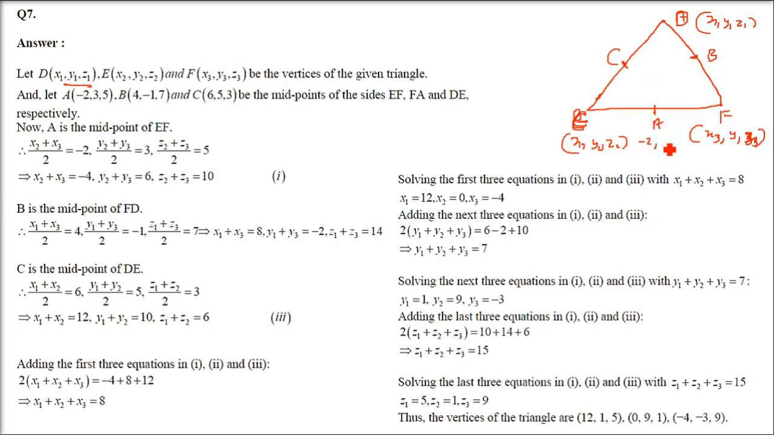ABC: A is (-2, 3, 5). C is (6, 5, 3). B point is (4, -1, 7). Now what you have to do, you know the midpoint.